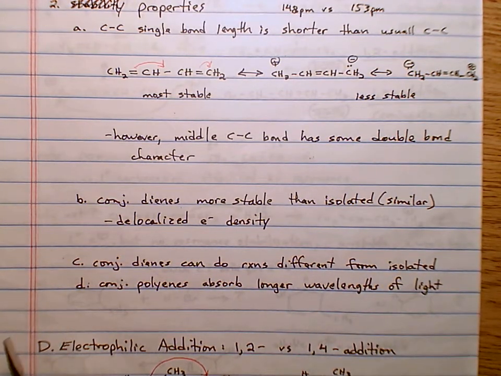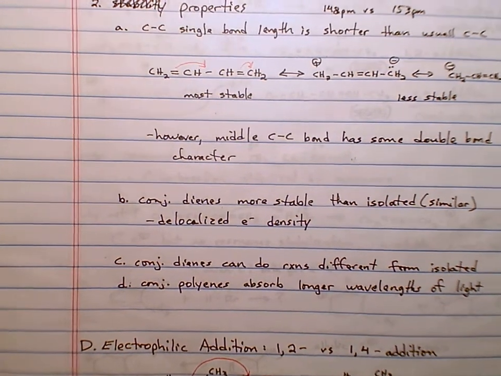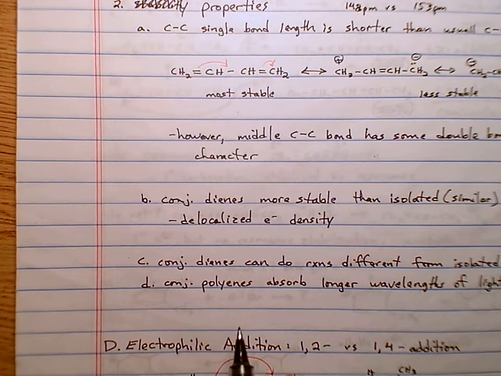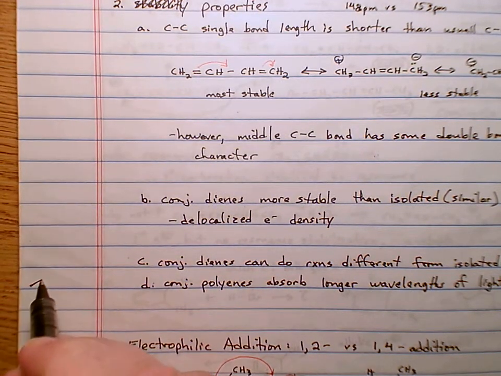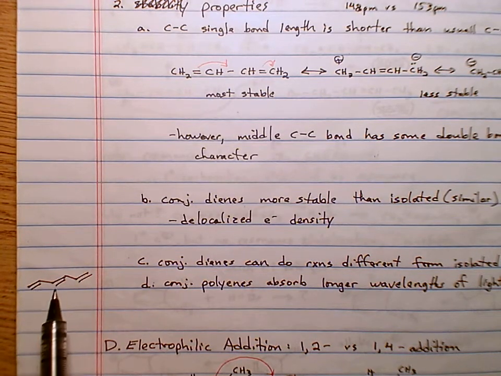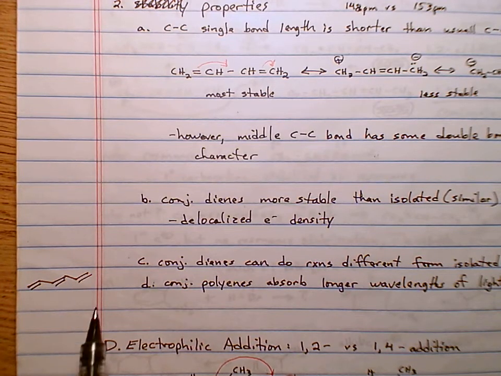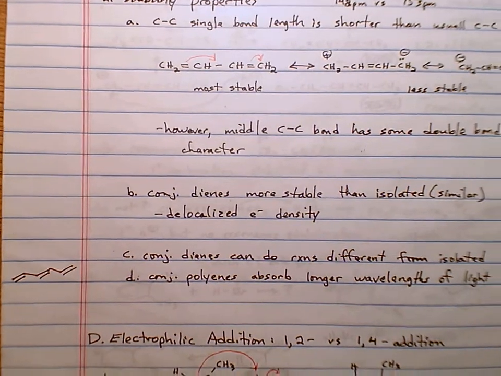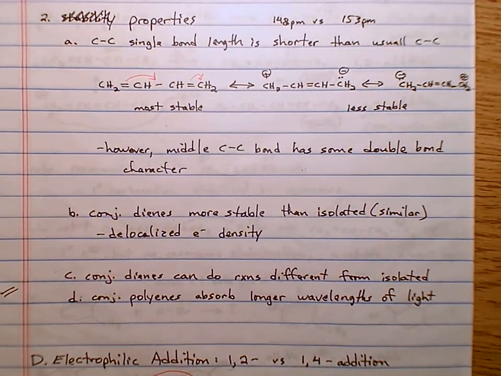So you can have a diene, a conjugated triene. Recall with conjugation, you need alternating double and single bonds. So a conjugated triene would be something like this. Double, single, double, single, double. That would be a conjugated triene. And it is more stable than any isolated triene, and they absorb longer wavelengths of light. And we're going to find out the more double bonds you have conjugated together, the longer the wavelength of light that gets absorbed.